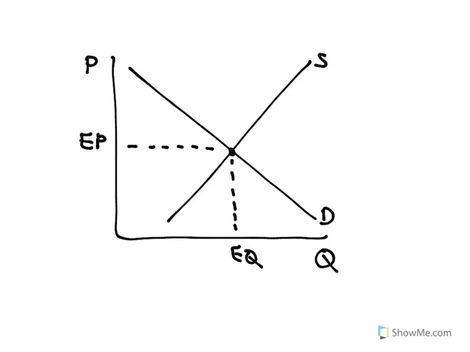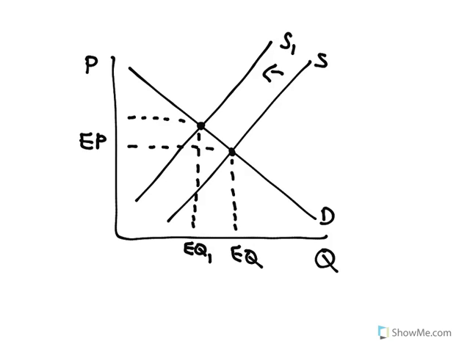So fewer sellers, what would that do? So that's going to move the supply curve to the left, S1, and then I find my new equilibrium where S1 intersects the demand curve right here. Go down for my quantity, EQ1, and then go over for my price, EP1. So, what happened to equilibrium quantity and price? Well, the equilibrium quantity decreased and the equilibrium price increased.